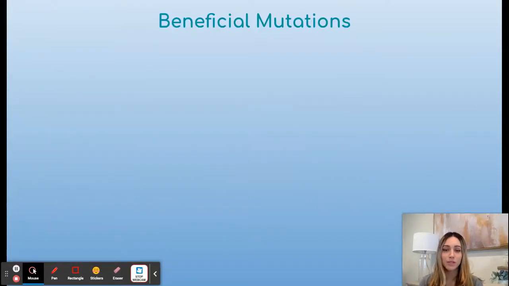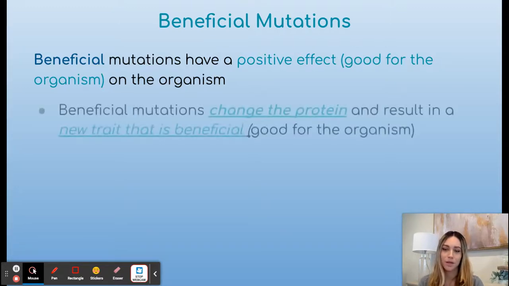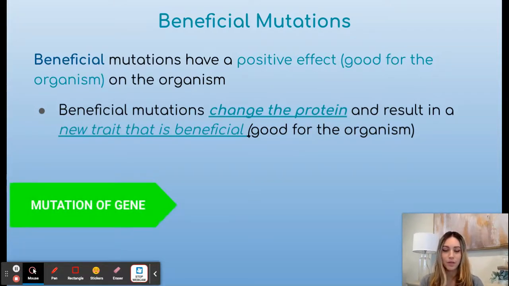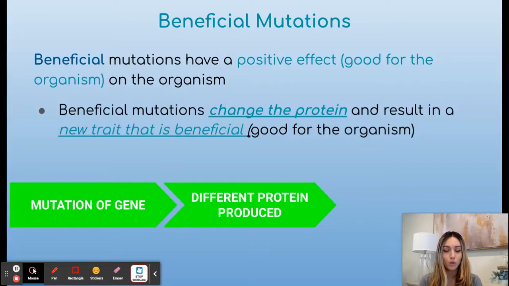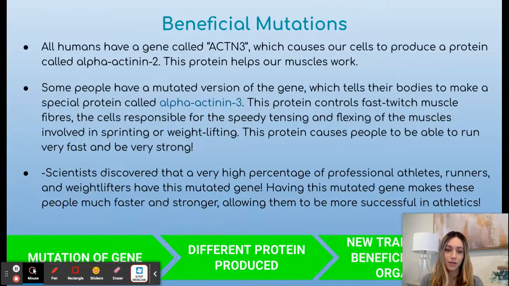The next type of mutations we'll discuss are beneficial mutations. You probably can already guess that beneficial mutations are mutations that have a positive or good effect on the organism. Beneficial mutations are mutations that cause a change in the protein, which results in a new trait that is beneficial or good for the organism. So this means that a mutation happens on the gene, a change in that code or that sequence, which causes a different protein to be produced. That protein's function leads to a new or different trait, which is actually beneficial or good for the organism. Now let's look at an example.